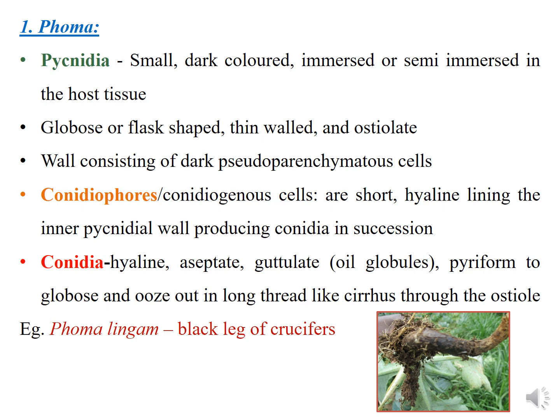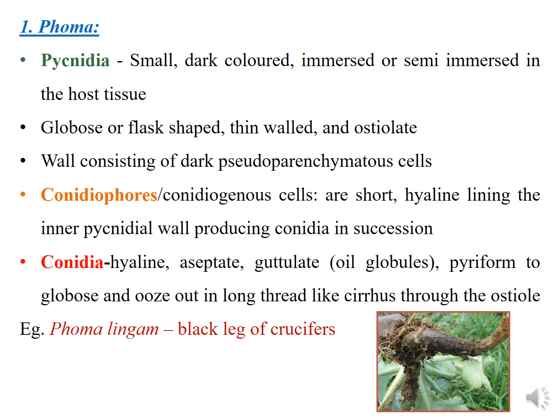Coming to the conidiophores or conidiogenous cells, they are very short in nature. As in the previous picture I showed, they are very short and hyaline, lining the inner pycnidial wall and producing the conidia in succession. So they continuously produce the conidia. These conidiophores are laid on the inner side wall of the pycnidium. And conidia are hyaline, that is light in color, aseptate, they do not have any septation, and guttulate, that is they have oil globules in the conidium, and pyriform to globose.